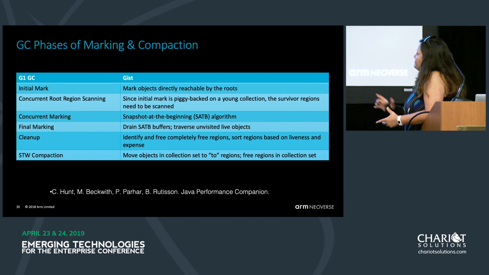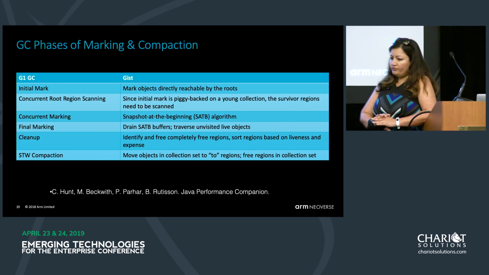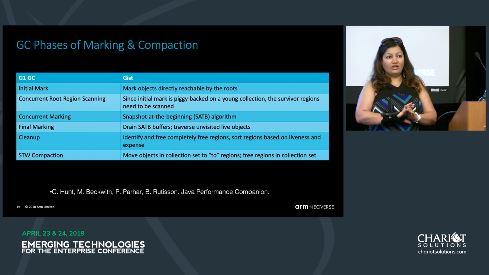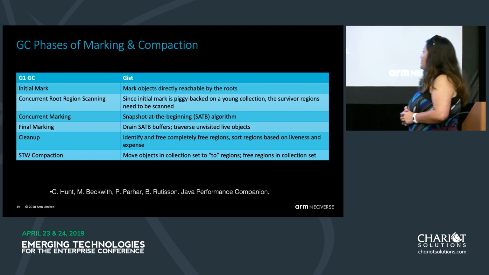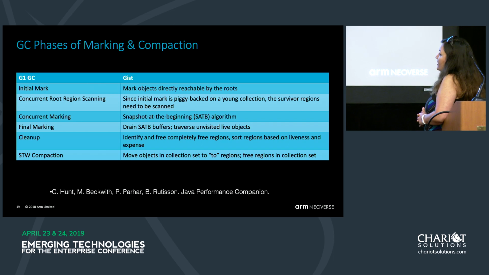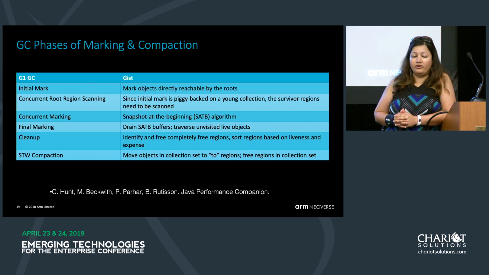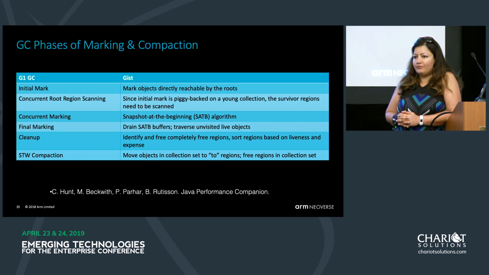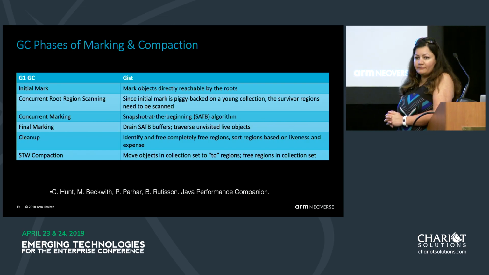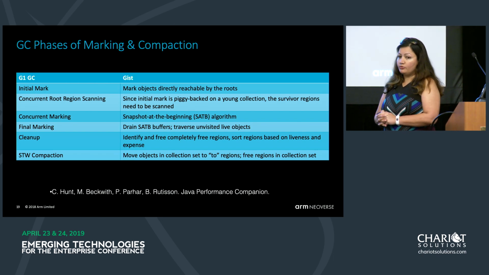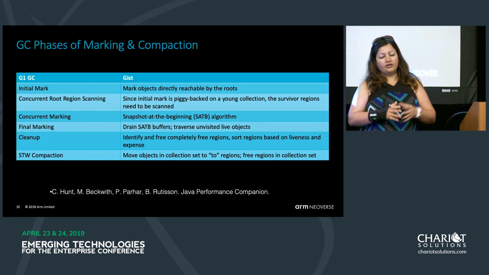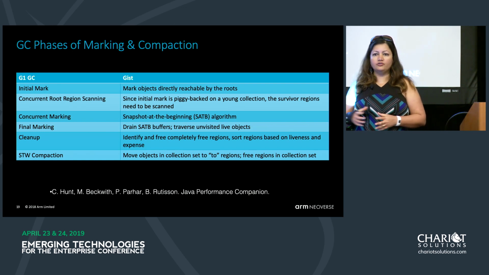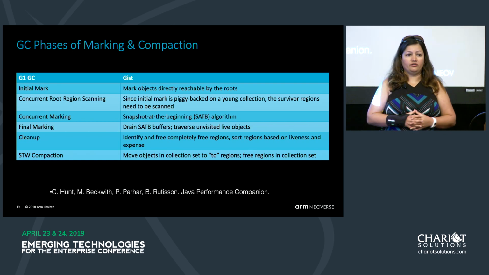And during Stop the World compaction, you're moving live objects from the from space into the to space. After that, you free the regions that were in your collection set. Stop the World compaction is the easiest compaction, and that's what G1 GC does. It is incremental, so you will see something called mixed collections. It'll have all the young regions and a few of the old generation regions, because G1 GC is generational.